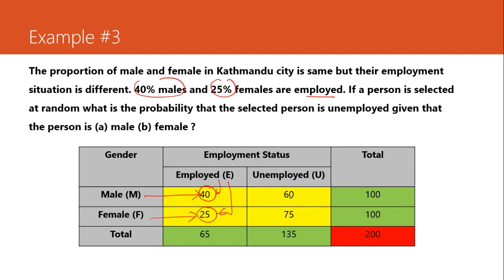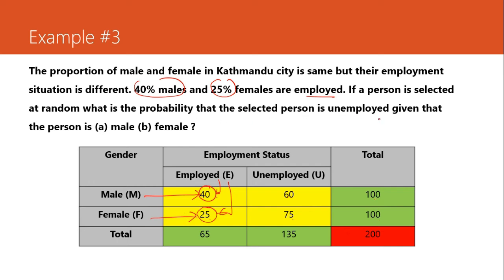If this is 40, this has to be 60. 40 plus 60 is 100. 25 plus 75 is 100. And then vertical totals. This is how we make a table. Pretty simple. Okay, now you need to understand what you have to calculate.